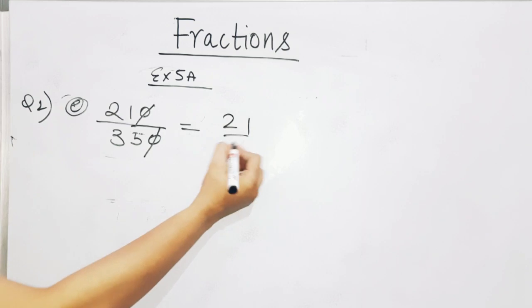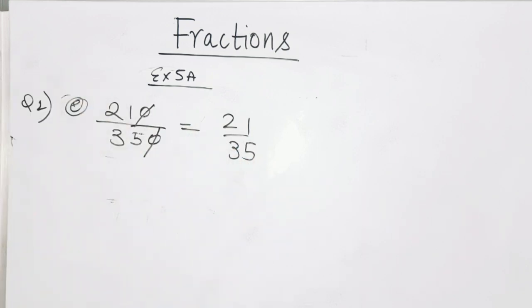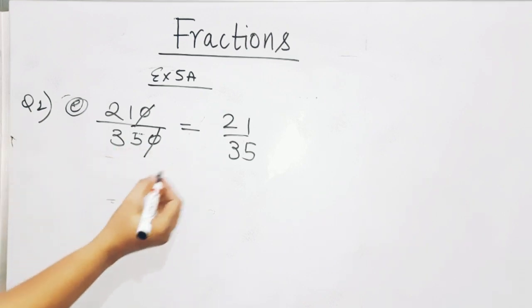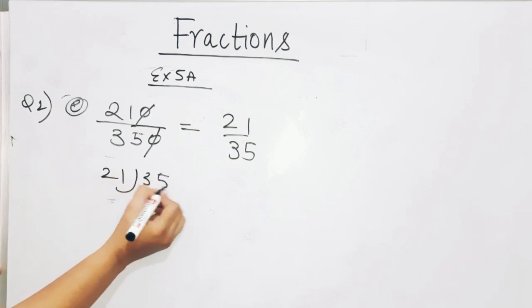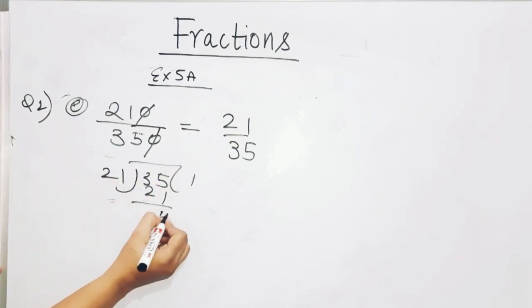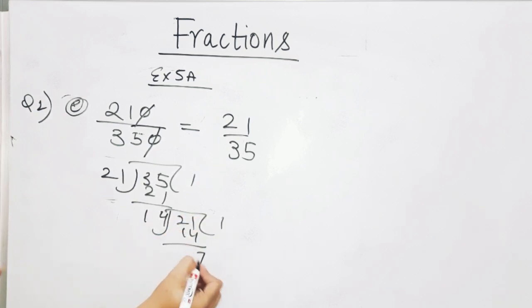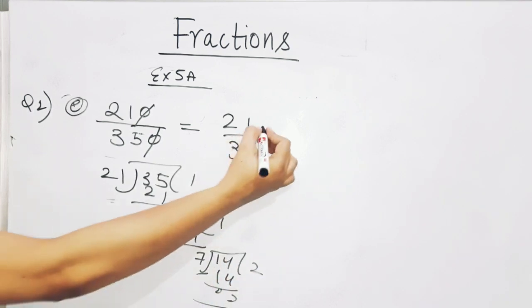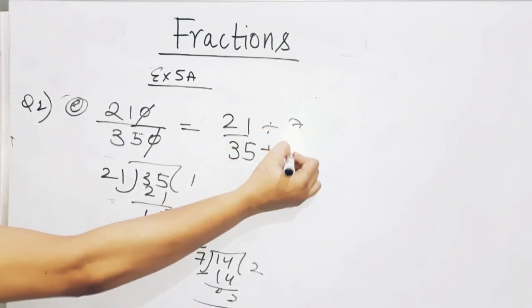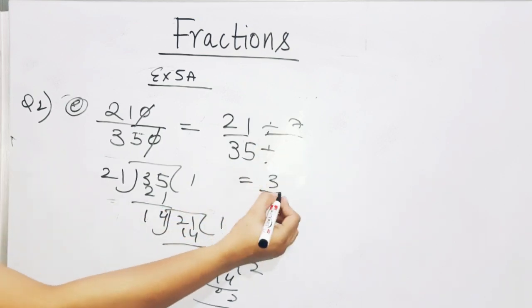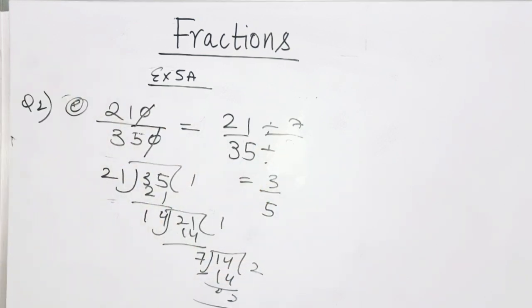So 21 upon 35. Now we have to take the HCF of 21 and 35. So HCF of 21 and 35 is, take the HCF. 21 ones are 21. Now 14 ones are 14. Then 7 twos are 14. So HCF is 7. So divide both the numerator and denominator by 7. So it will be 3 upon 5. So I hope the simplified form is clear.